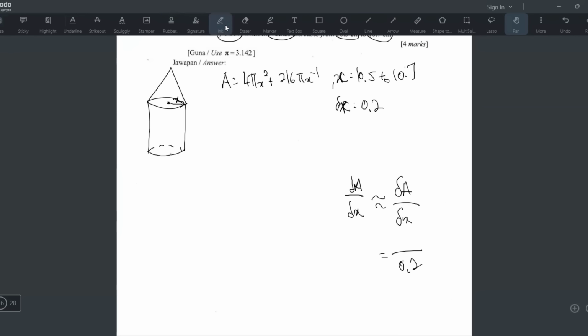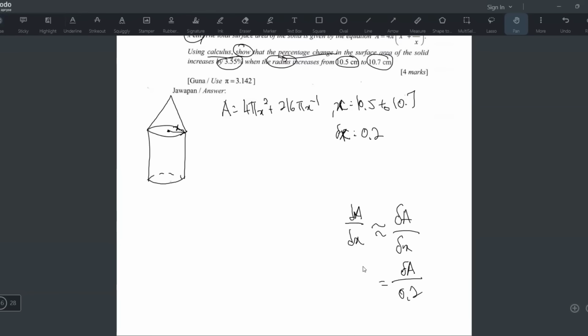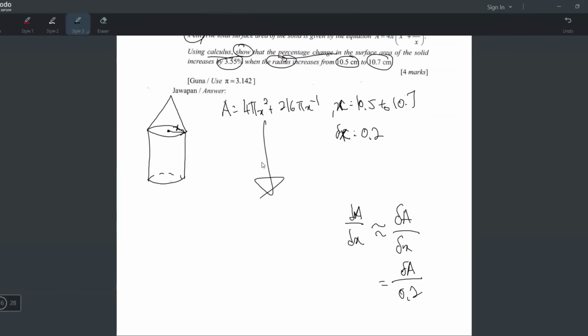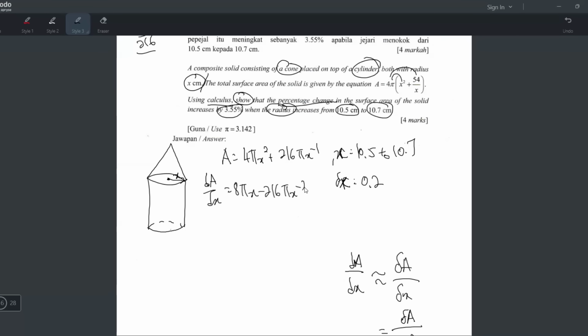Delta A is what we want to find last, because we want to substitute using this formula. So we have to find our dA/dx from here. Let's differentiate dA over dx. Now you understand why I expanded and raised the x, because I already knew I would need to differentiate. 2 times 4 is 8 pi x, and then negative 1 times 216 pi, with x power minus 1 becoming x power negative 2.